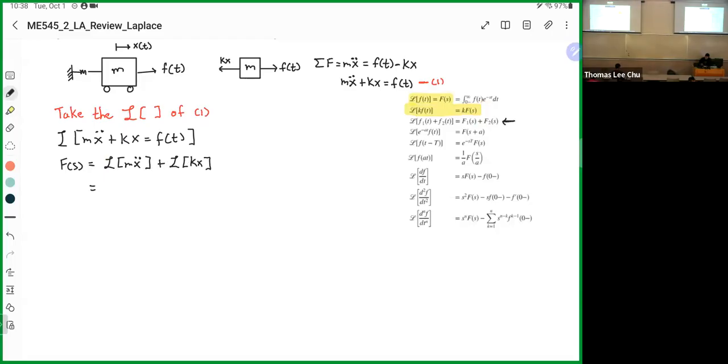And then if we look at the Laplace transform of a derivative, which I'm going to highlight now, it's going to be s squared times x. Well, let's multiply. Forgot the m. It's going to be m times s squared times x of s minus s times the position of x at 0 minus the first derivative of x at time equal to 0.